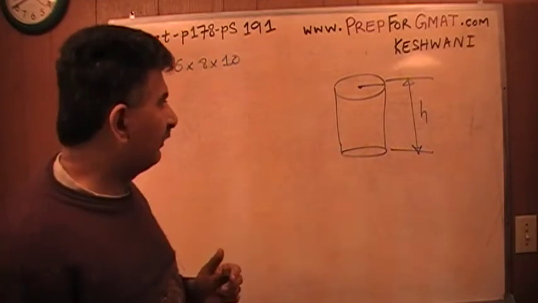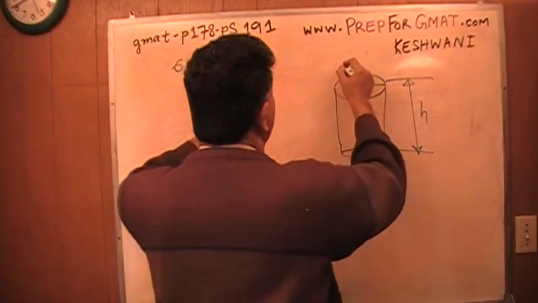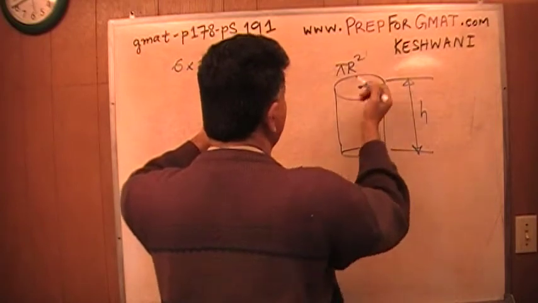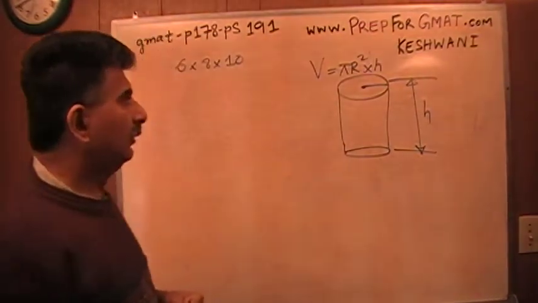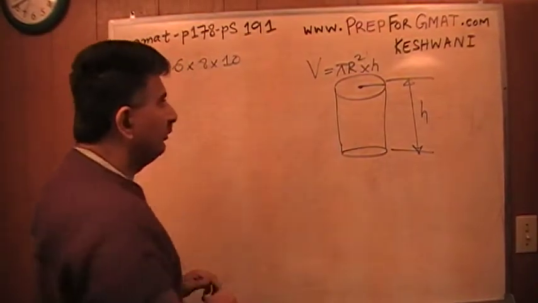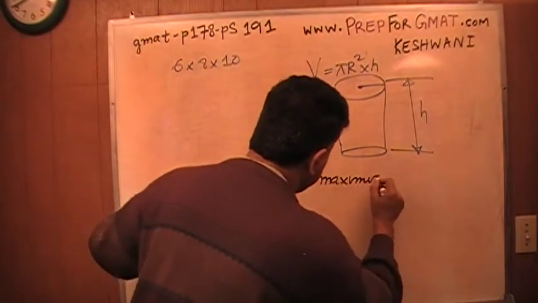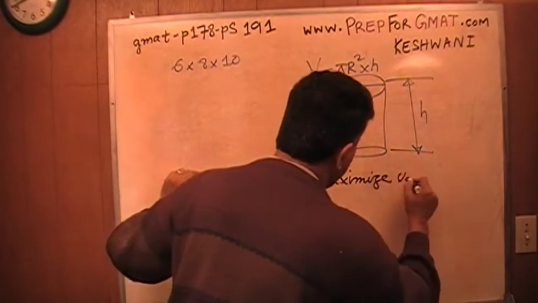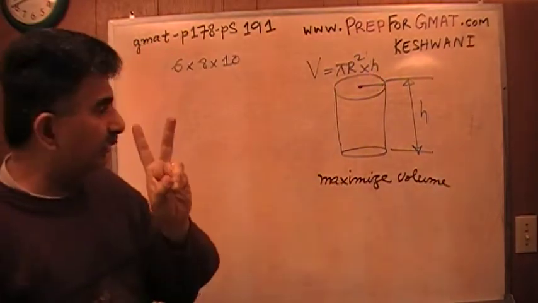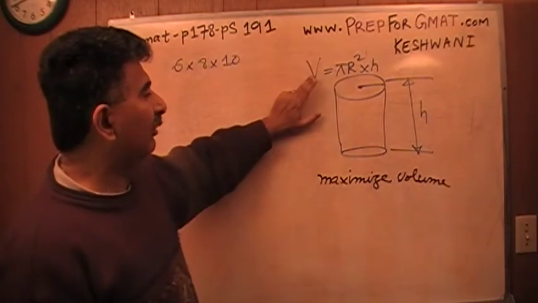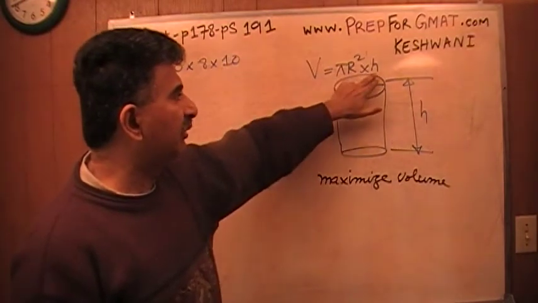So basically the volume of a cylinder is simply the area of the circle that you see on the top, which is simply pi r squared, I hope you know it, times the height. That's it, that's your volume. So if you want to maximize the volume, you only have two choices. There are only two variables that determine the volume of a cylinder. Pi, of course, is a constant, so you either can manipulate the radius or you can manipulate the height.